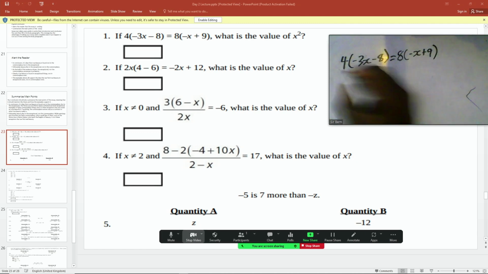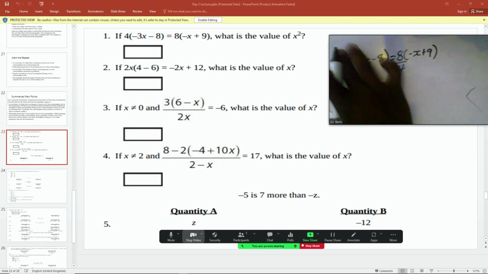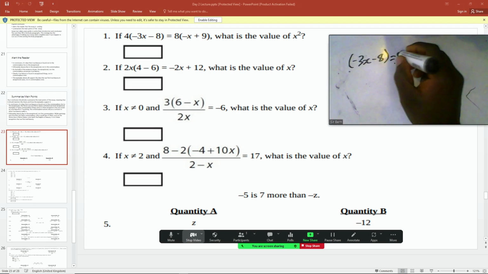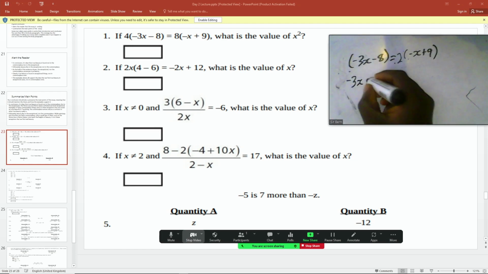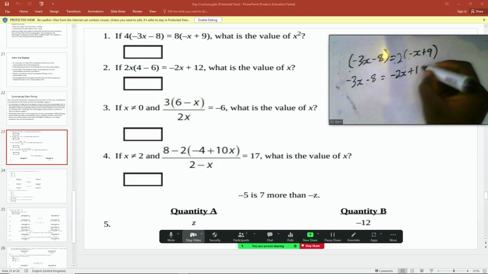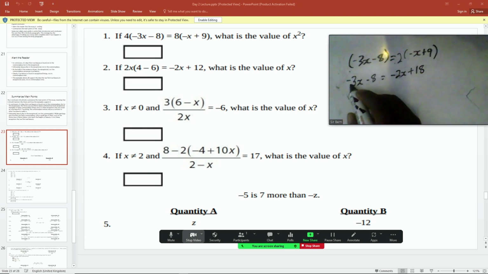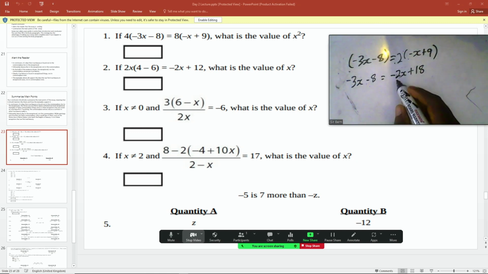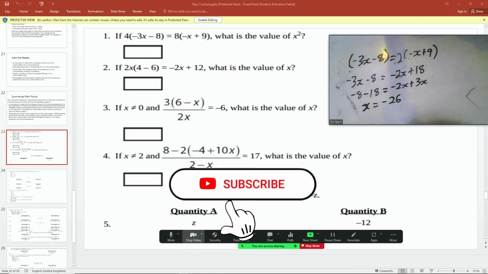So we can divide through by 4. So this will give us 2 on this side. So we have minus 3x minus 8 is equal to minus 2x plus 18. Because we are making x the subject, I'm bringing the minus 3x to the side. Then the 18 will come to the side. So we'll have minus 8 minus 18 is equal to minus 2x plus 3x. So we'll get x is equal to minus 26. That's the value of x.